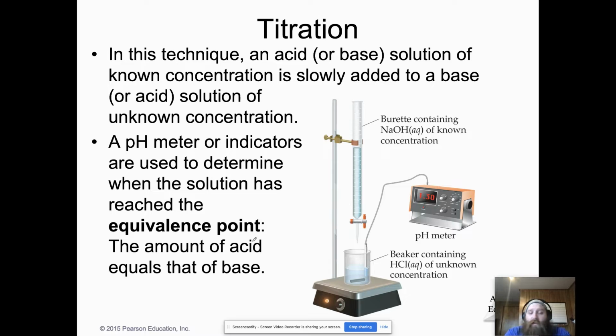We could also use an indicator, and the indicator would change color as we approach the equivalence point. Once we know how many moles of base we put in, because we know the concentration, we can use the mole ratio from the balanced neutralization reaction to figure out how many moles of unknown acid we have. Then since we know moles and we have a volume, we can do moles over liters and come up with the concentration. So that's how we use titrations.